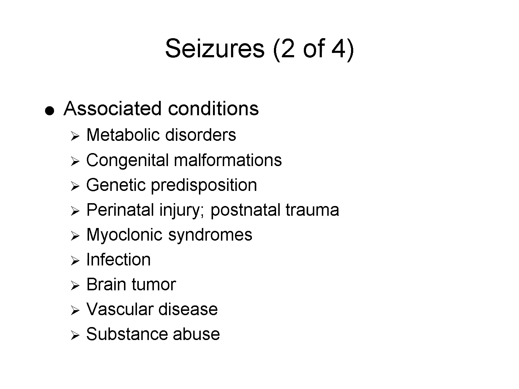Seizures can result from a wide variety of conditions. Metabolic disorders, such as low blood sugar or electrolyte imbalances, can trigger abnormal neuronal firing. So can congenital brain malformations, genetic predispositions, infections, and brain tumors. Seizures may also follow perinatal injuries, postnatal trauma, or occur as part of myoclonic syndromes. Finally, both vascular diseases and substance abuse or withdrawal are significant contributors. Recognizing the root cause is essential for effective treatment.